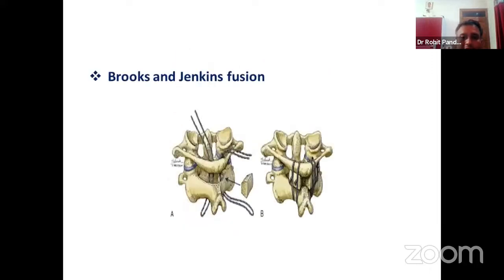The other wiring technique was introduced by Brooks and Jenkins, which involved passing two titanium cables in the sublaminar fashion at the C2-C1 joint, followed by placement of the wedge-shaped graft to stabilize the cervical spine. They're still utilized in the pediatric population, and they're an important rescue technique, I will say, in today's scenario to stabilize the craniovertebral junction.